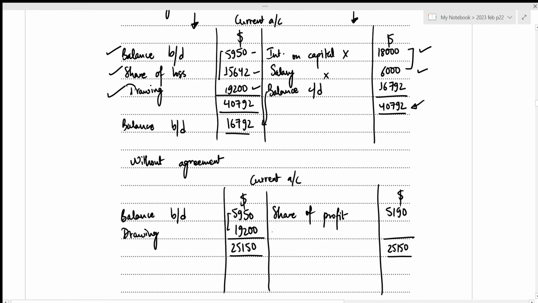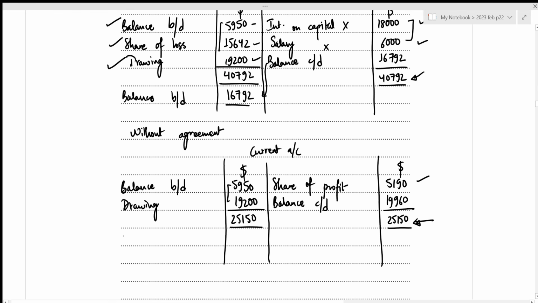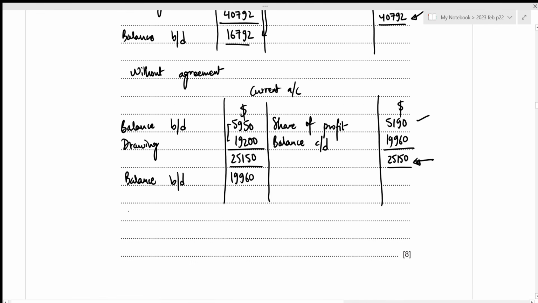Now let's figure out our closing balance. In order to figure it out, we just need to subtract this from our total amount. So that's 25,150 minus 5,190, which results in 19,960. Again, let's record it to the other side as our opening balance. So that's 19,960.